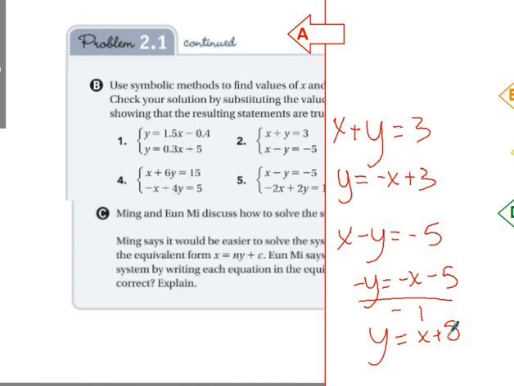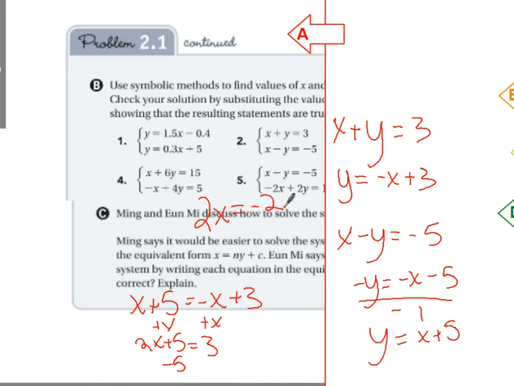And then, so now we have the equation x plus 5 equals negative x plus 3. And so I'm going to add x to both sides to get 2x plus 5 equals 3. And then if you subtract 5 from both sides, you get 2x equals negative 2. And then you divide everything by 2, and you get x equals negative 1. So we have negative 1, comma something.